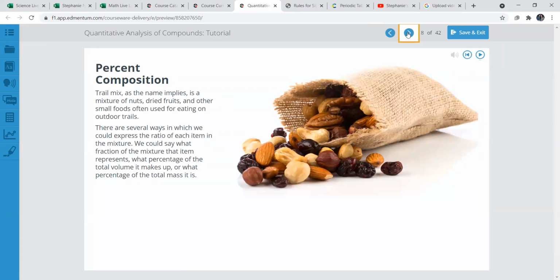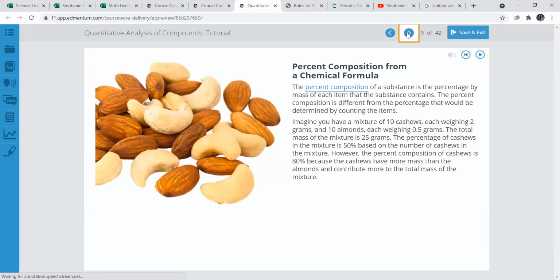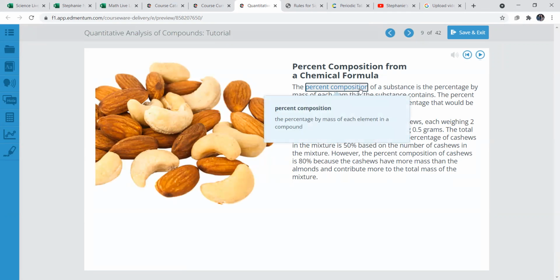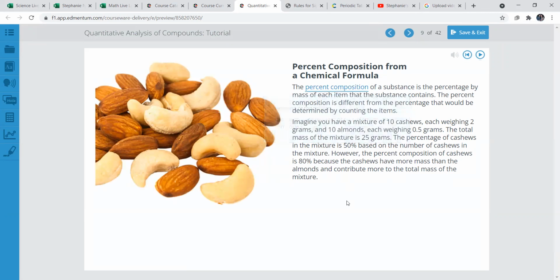Percent composition. Let's do this first. Let me read you the definition: the percent by mass of each element in a compound. Now, let's read this. So a mixture: 10 cashews, each weighing 2 grams, 10 almonds, each weighing 0.5 grams. Total mass of the mixture is 25 grams, and there's 50% of each. So 50% cashews, 50% almonds.